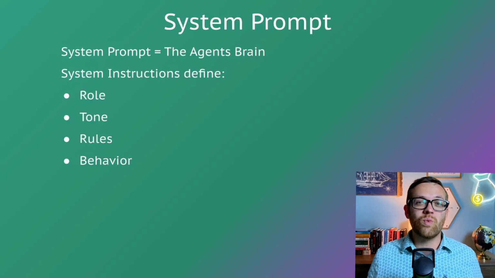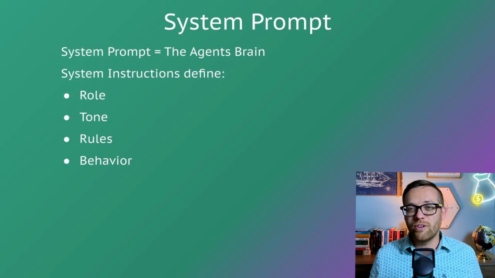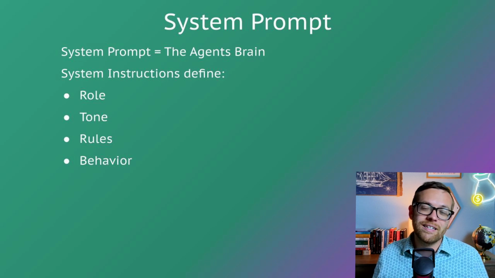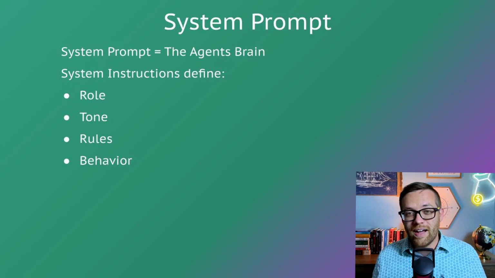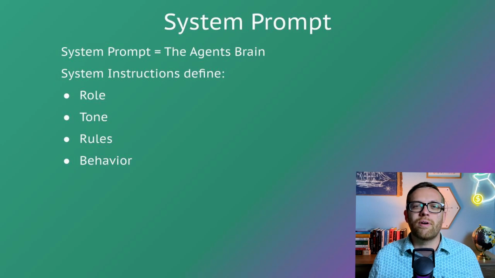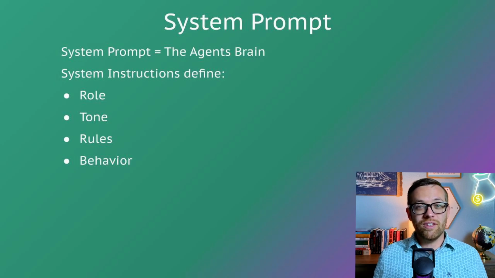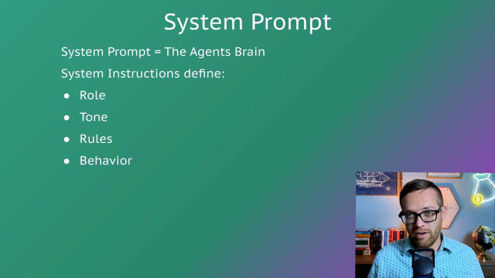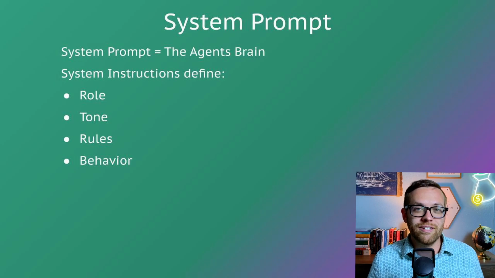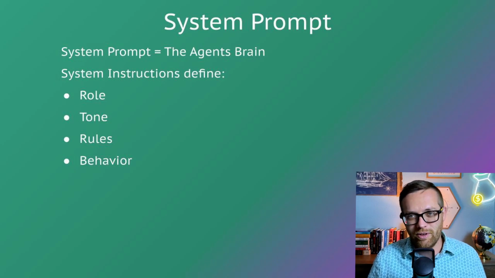Next, we need to write effective system instructions. System instructions, also known as the system prompt, is the agent's brain. The system instructions define the role of the agent, the tone with which they speak and respond, the rules that they follow, and their behavior. The system instruction is by far the single most important part of your agent. If you get this wrong, the agent's wrong. This is not a prompt you treat casually. This is the agent's operating manual.